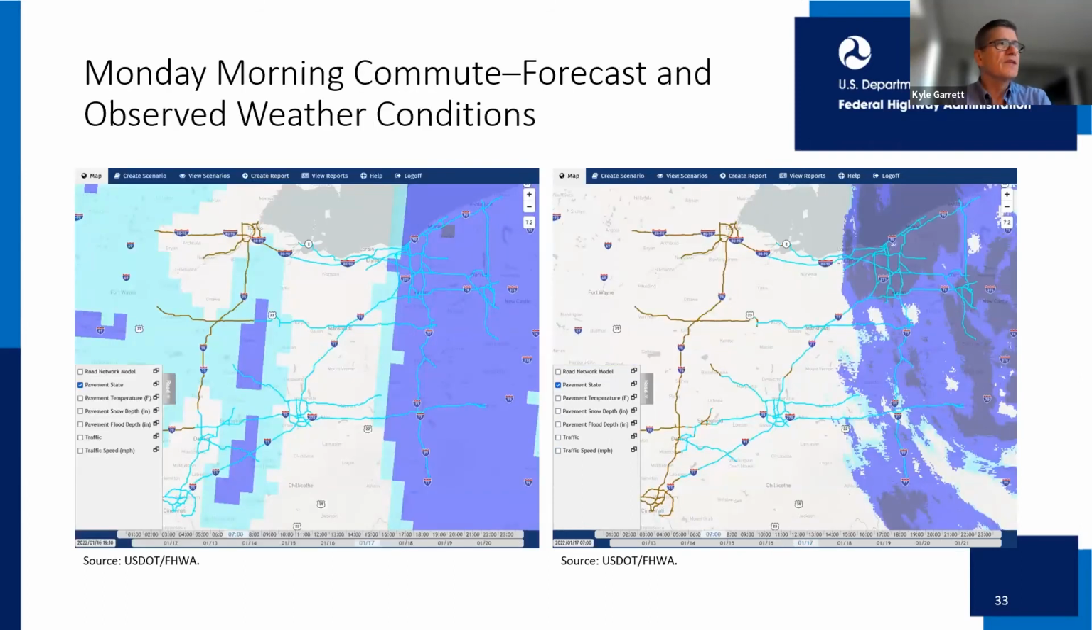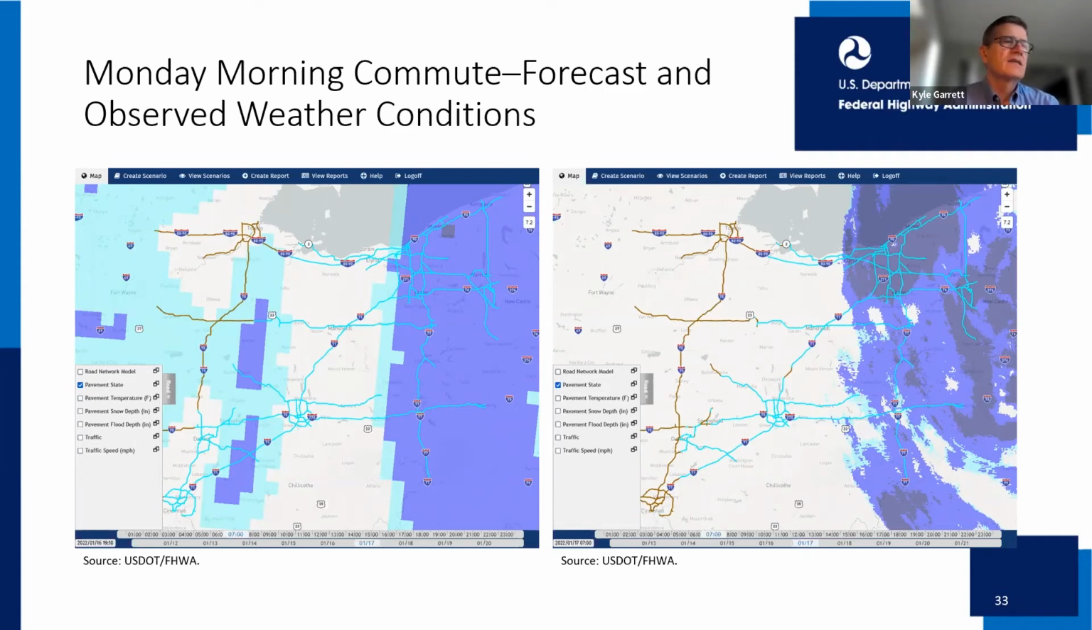So here are two views of the Monday morning commute. On the left, we have the forecast as of the prior evening. This is a weather forecast from the National Weather Service and a pavement forecast from IMRCP. As you can see, the storm has moved out of the central and southern part of the state. There are still some snow showers predicted between Cincinnati and Columbus, but the bulk of the storm has moved off to the east at this point. This is the wraparound of the comma head of the storm.